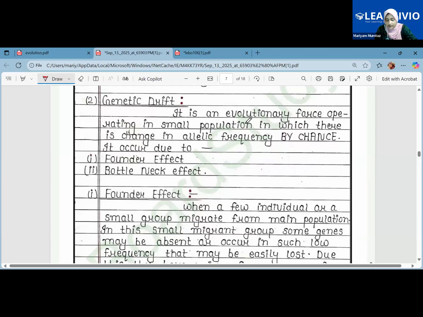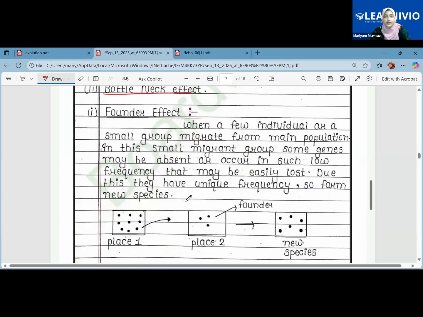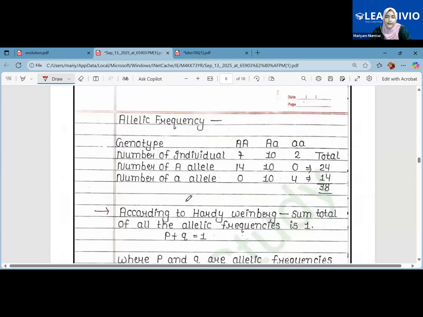By chance if the area got split, by chance if the organism went to another location. Genetic drift can happen by two mechanisms: founder effect and bottleneck effect. Founder effect is what we just studied. When a few individuals migrate to a different population or different space, they become their own species or their own population. We call this the founder effect. Is it clear? Because the frequency is low and they are different, they become a new species of themselves.